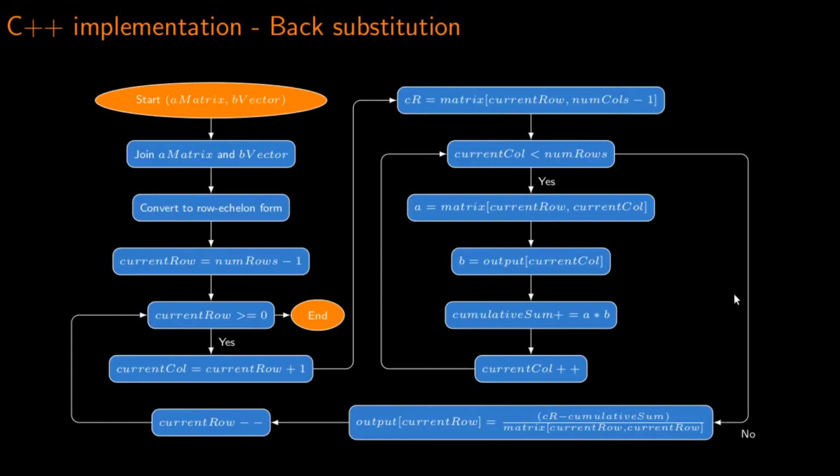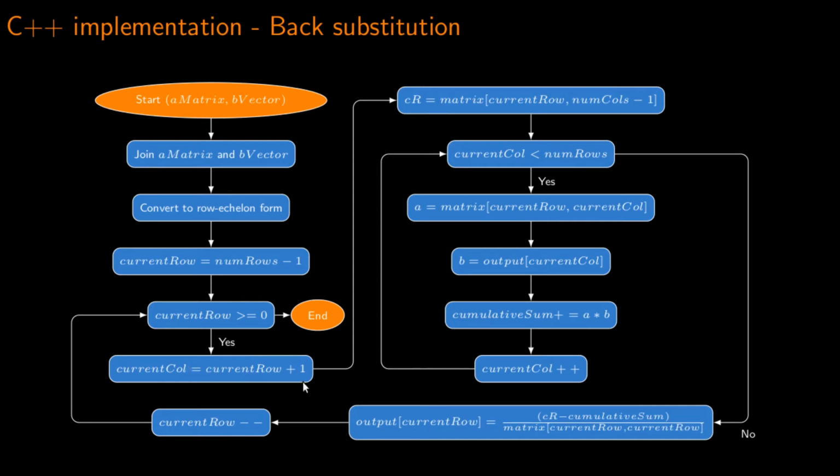If we put that together into a flowchart, we get something like this. This is the basic flowchart for the function for back substitution. We accept as input the A matrix and the B vector, the A matrix and the column vector for B. We join those together, convert that to row echelon form, and then set current row equal to num rows minus 1. Then we loop while current row is greater than or equal to 0. If it's not, we end. If it is, we come down to here.